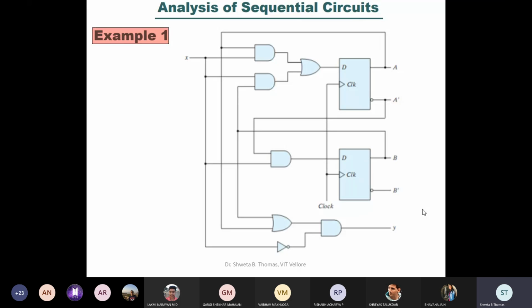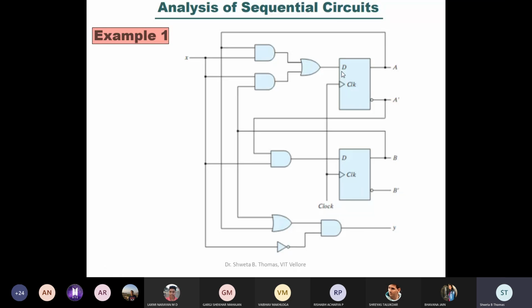Suppose this example is given to you, and you have to analyze this sequential circuit. You can see here two D-type flip-flops. Before analyzing the sequential circuit, first you should be aware of the behavior of the flip-flop, this D flip-flop: when you are getting output 1, when you are getting 0, and so on.